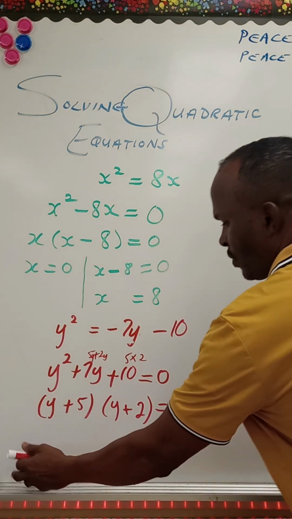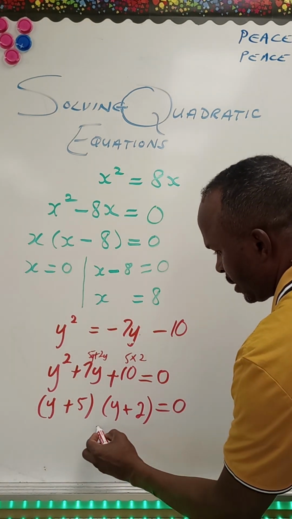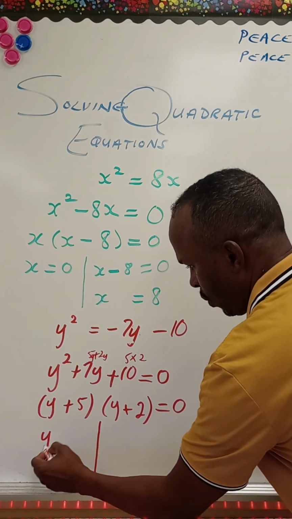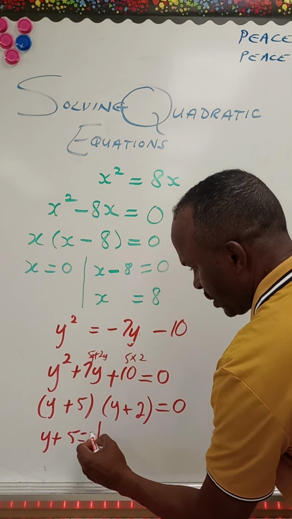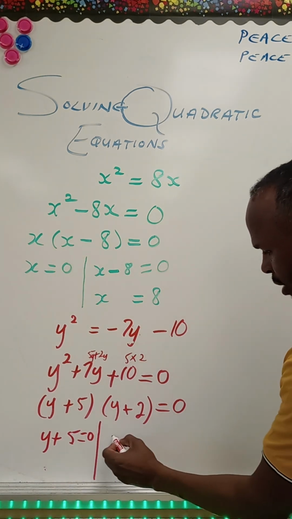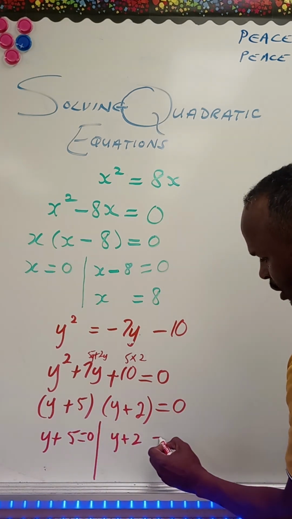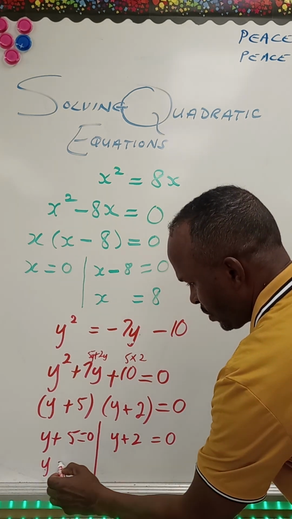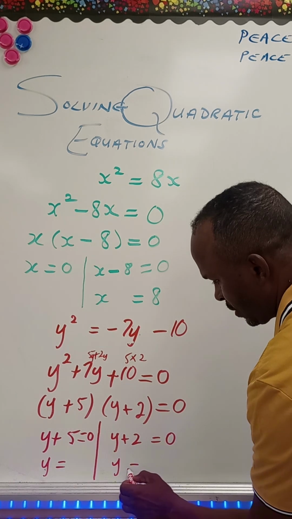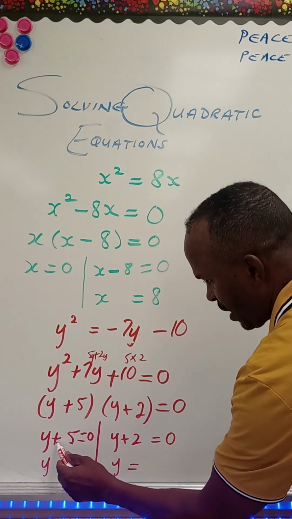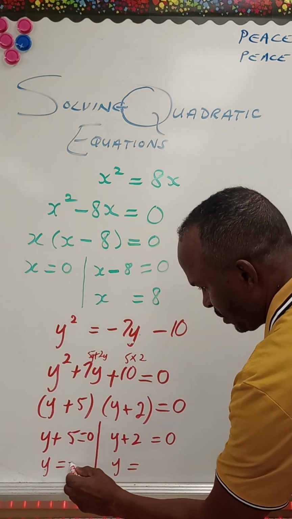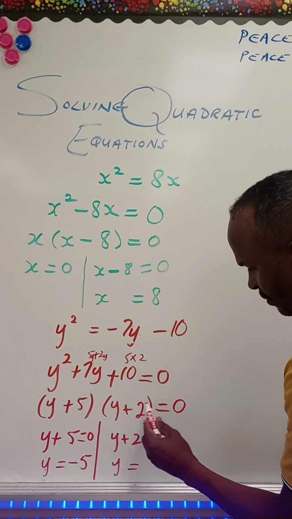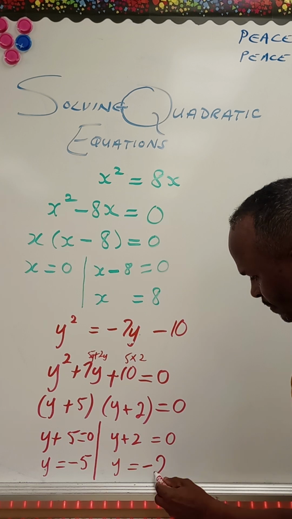From there, I'm going to put my separator again. At this line here, I call the separator. We're going to have our first equation as y plus 5 equal to 0 and y plus 2 equal to 0. Now we're going to make y the subject on both sides. We transpose this plus 5 from left to right, it becomes a negative 5. If we transpose this 2 from left to right, it becomes a negative 2.